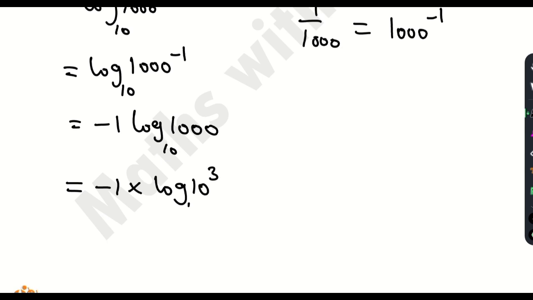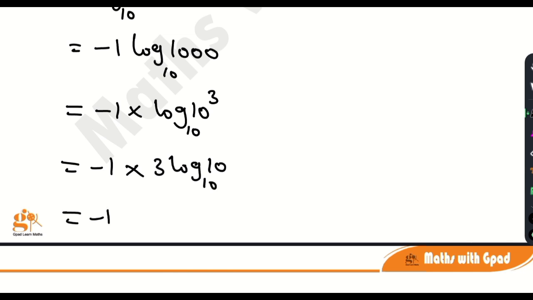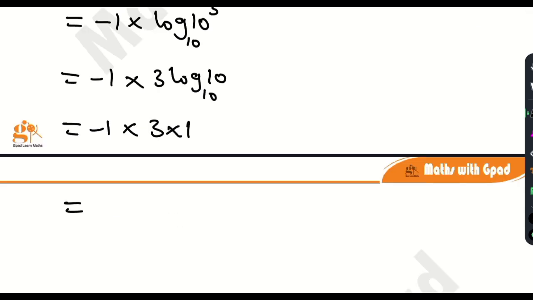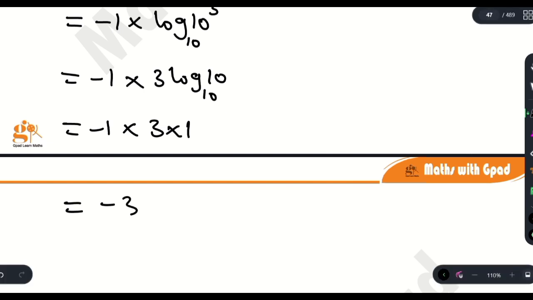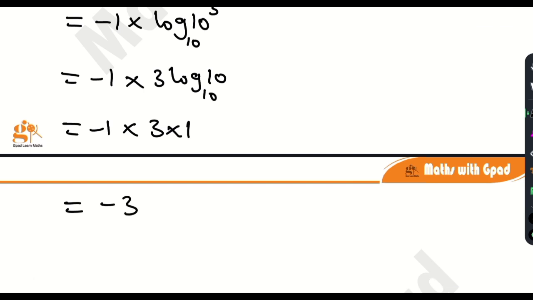3. But I have a base of 10. So this is equal to -1 times this 3 will be used to multiply the logarithm. So you have 3 log 10 to base 10. And this is equal to -1 times 3. What is log 10 to base 10? The argument and the base are the same. So that's what? 1. And what do you have? -1 times 3 is -3. -3 times 1 is -3. So what do you have as your answer? Still -3. We have 2 more examples to go.